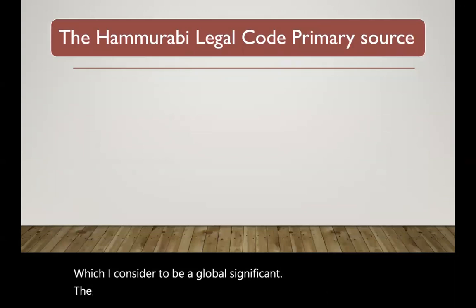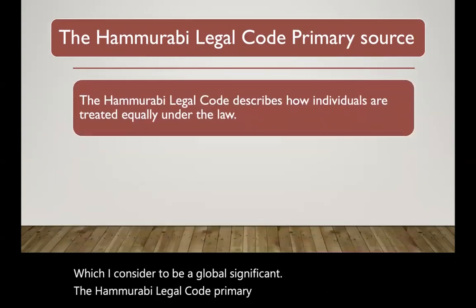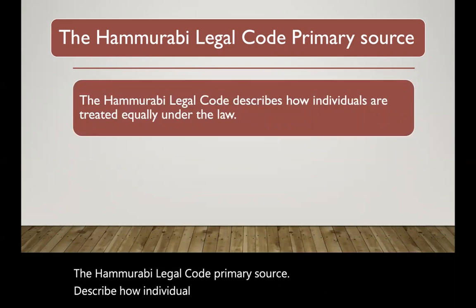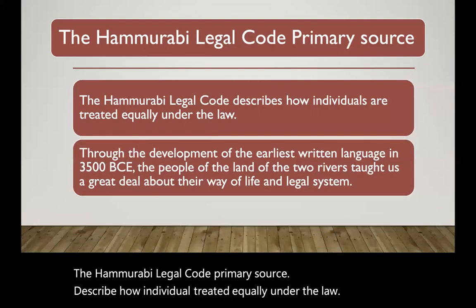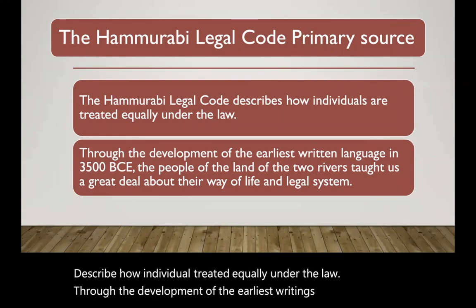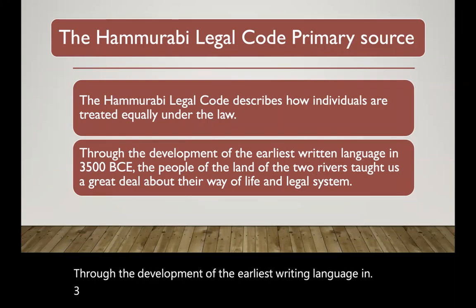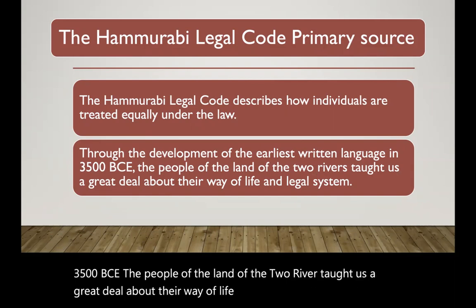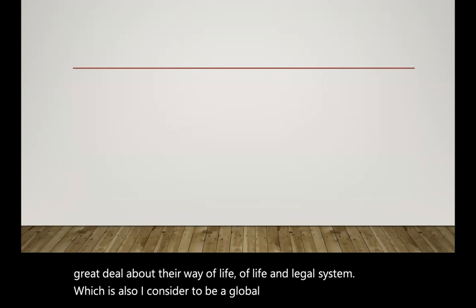The Hammurabi Legal Code primary source describes how individuals were treated equally under the law. Through the development of the earliest written language in 3500 BCE, the people of the Land of the Two Rivers taught us a great deal about their way of life and legal system, which I also consider to be of global significance.